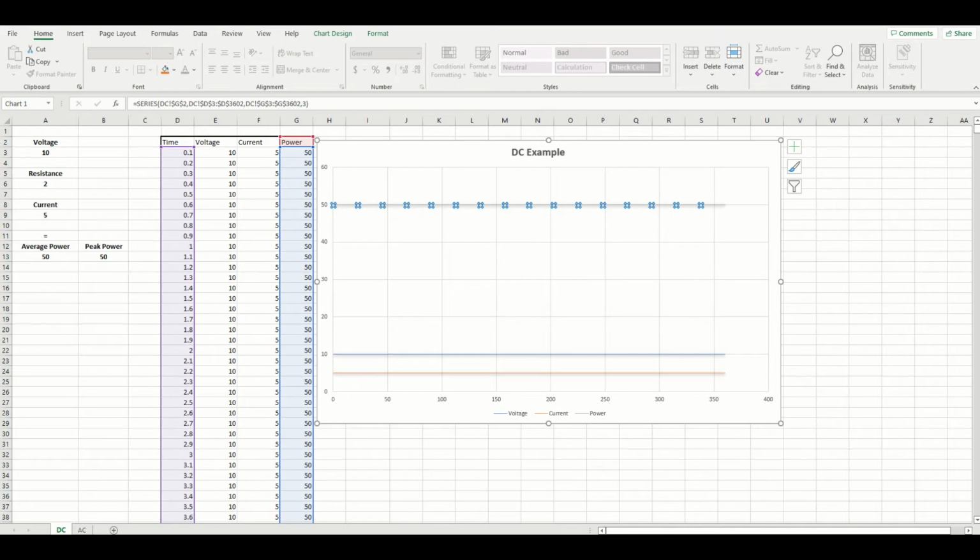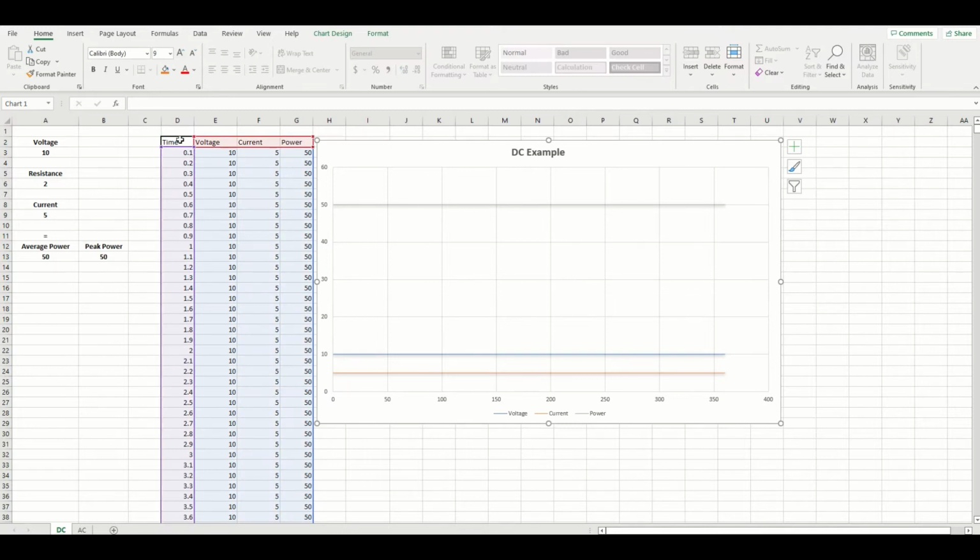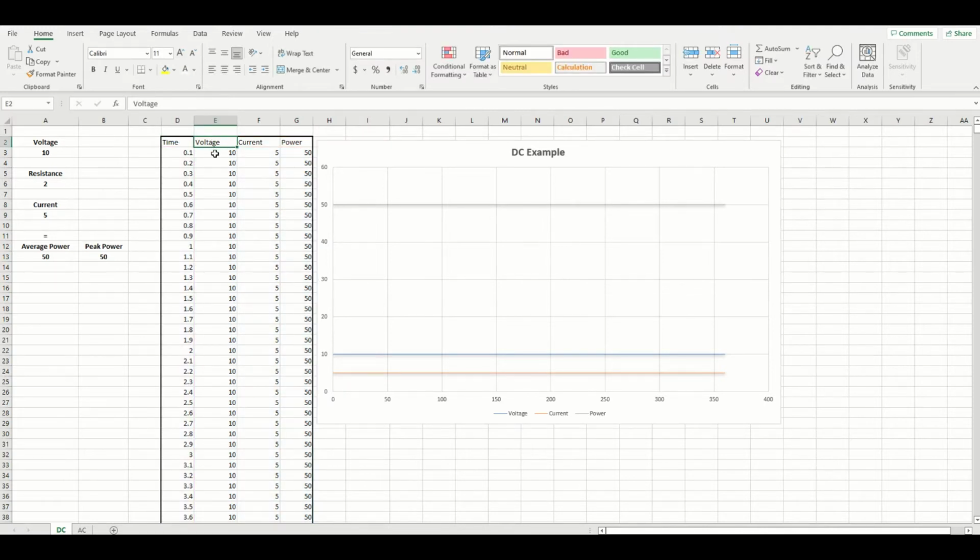So let's move on to AC now. Actually, before I move on, I just want to show here with this little chart, that this graph I have posted here is just voltage and current, and in every time instance, I multiply the two. So you can see E3 times F3, 10 volts times 5 amps is 50 watts. It's the same thing I'm going to do over here in AC.